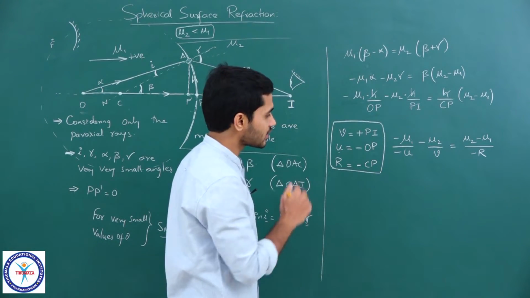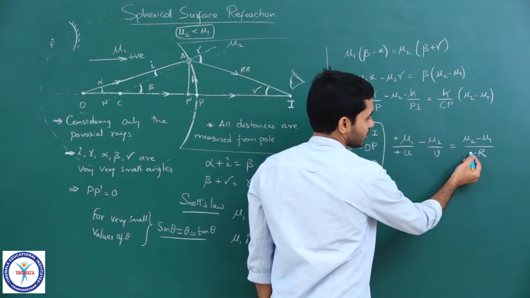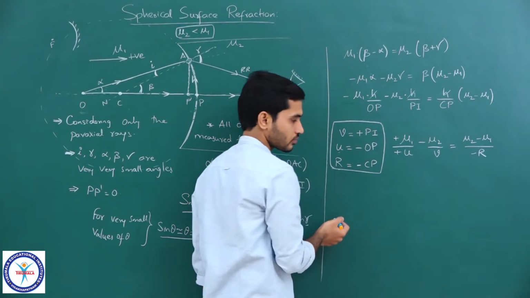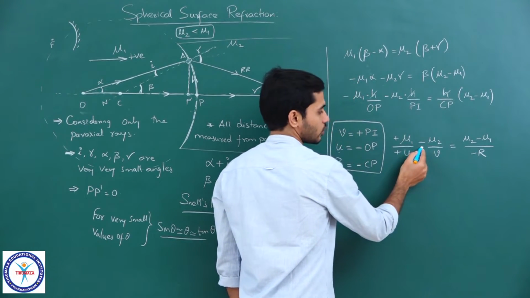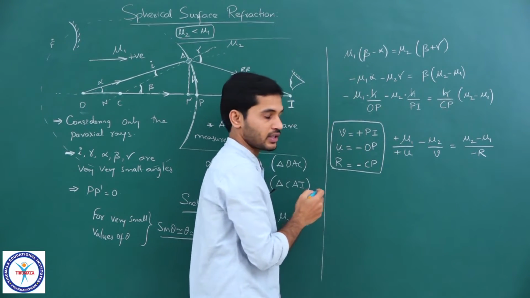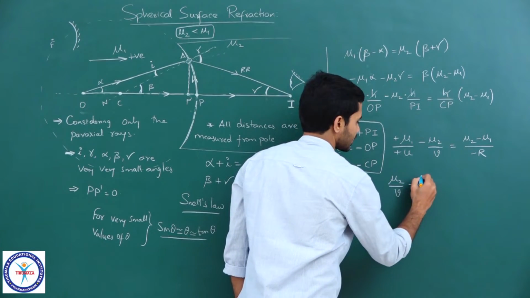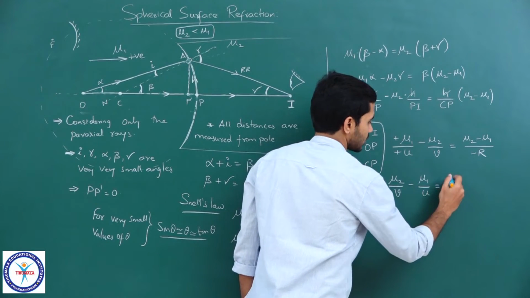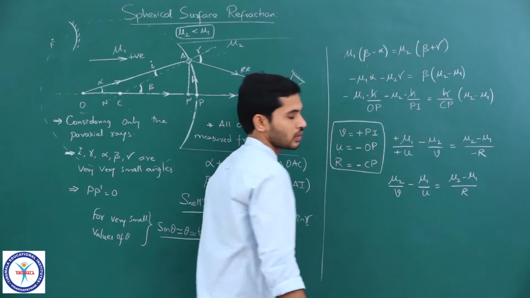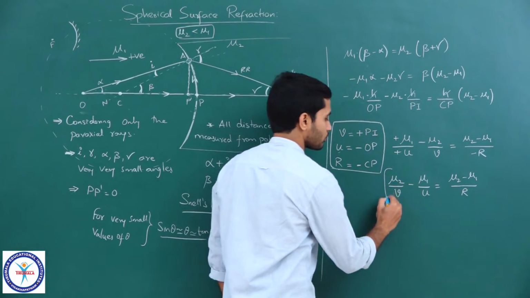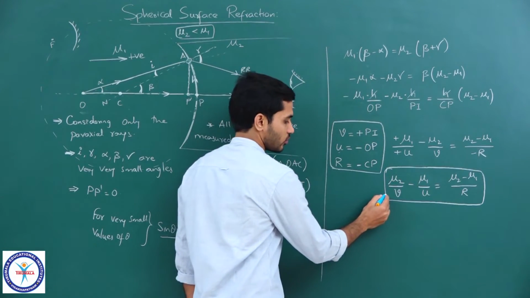Let us simplify this further. So, here minus and minus is getting cancelled. So, we have a minus sign over here. So, if I simplify this, if I multiply the whole thing with minus, this will go away, this will go away, I will get a new minus sign here, correct. So, the final expression would be mu 2 by V minus mu 1 by U is equal to mu 2 minus mu 1 by R. So, remember this is the general formula, clear, students. So, this is the general formula.